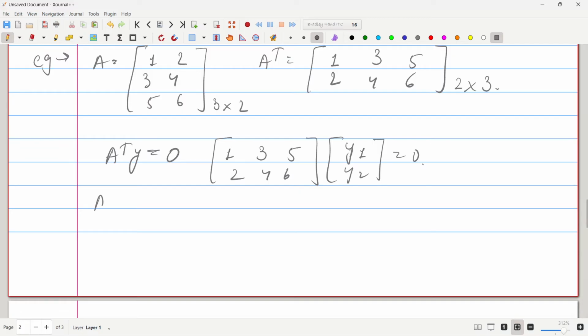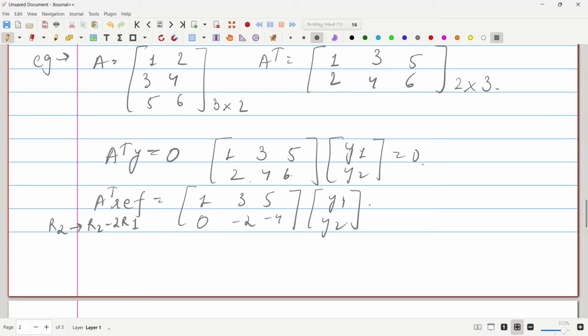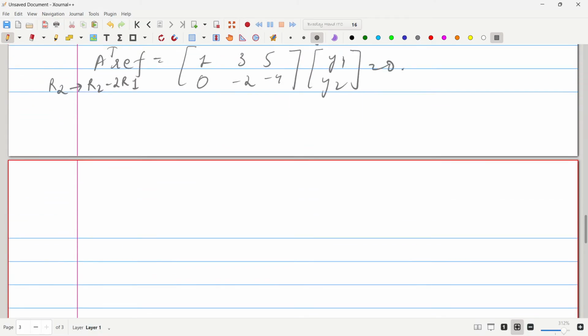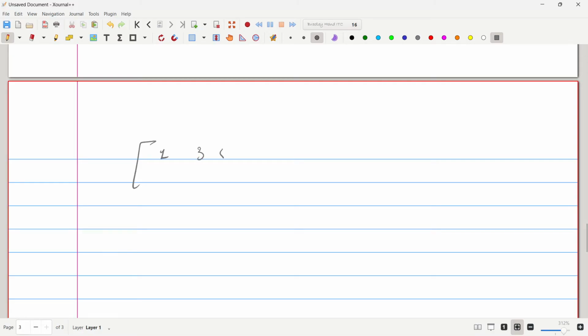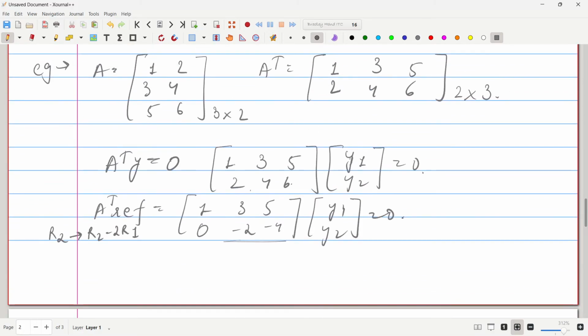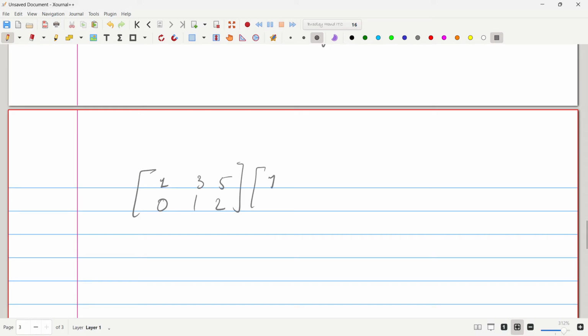If I convert A transpose into REF, that is 1, 3, 5, we can do the operation R2 is R2 minus 2 times R1. So 2 minus 2 is 0, 4 minus 6 is minus 2, 6 minus 10 is minus 4. Then y1, y2 is equal to 0. If I divide the second row by minus 2, we get 1, 3, 5, 0, 1, 2, and then y1, y2.